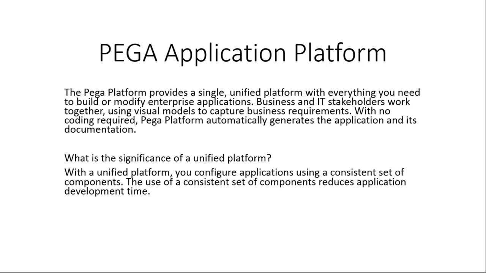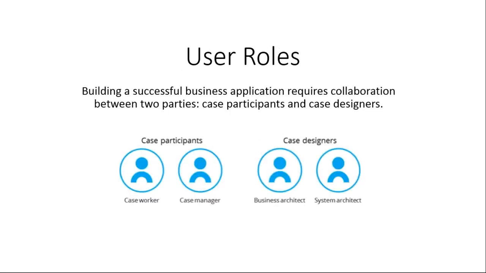So this is the Pega platform mainly, which we will follow to implement any application. As I said, there are various roles. In Pega, we divide into two kinds of user roles. Building a successful business application requires collaboration between two parties, case participants and case designers. Under the case participants are the case worker and case manager. The case designers are the business architect and the system architect.